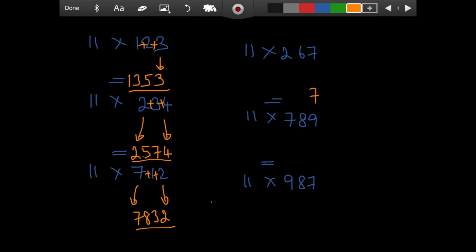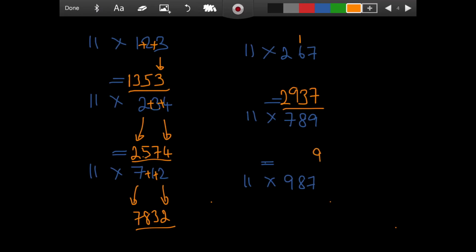11 times 267. Bring down the 7, add the 6 and the 7 together, you get 13. Carry that 1 to the 6, so that becomes a 7. 2 plus 7 is 9. And bring the 2 down. The answer is 2937.